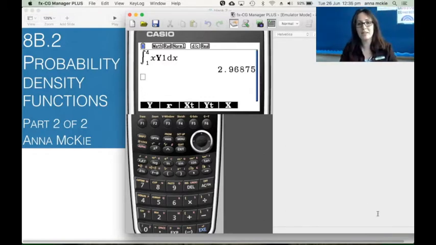And in comparison to the median, is this number bigger or smaller? It's smaller, and that's hopefully what you would have expected. So it's slightly to the left of the median for this question.